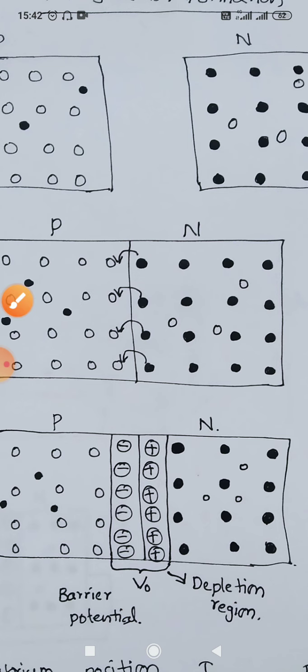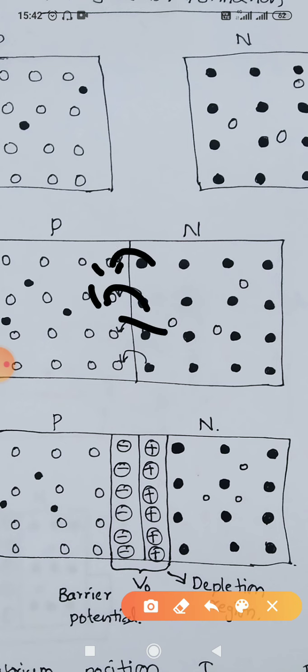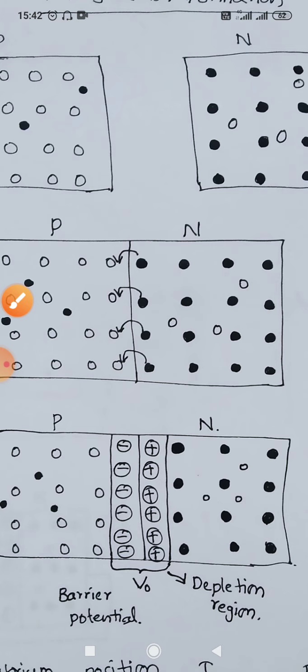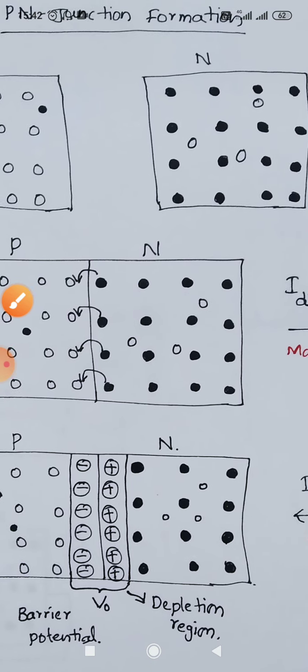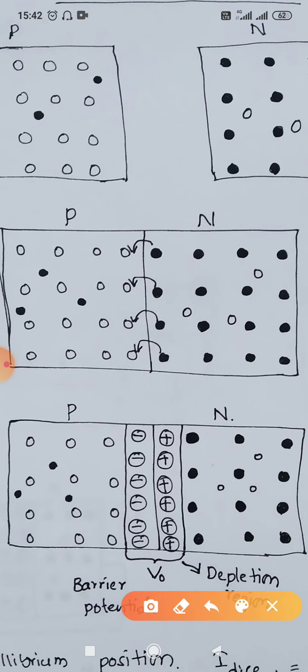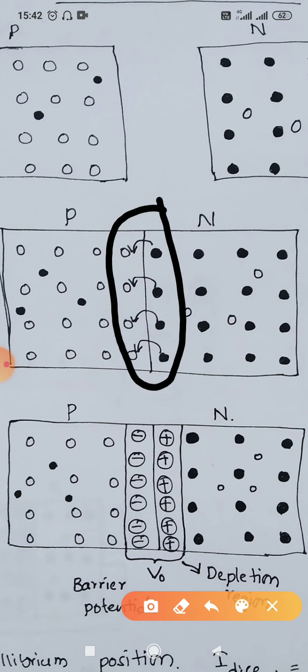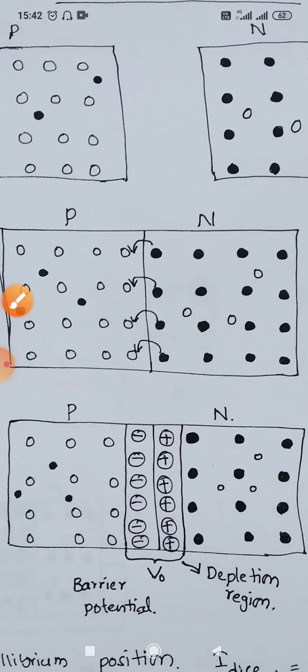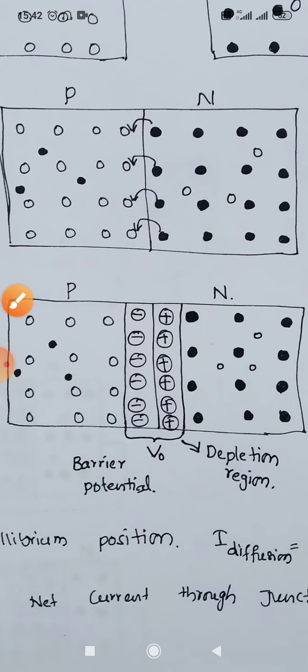In doing so, what happens? They combine with the holes here and there, everywhere. We know that electrons are negatively charged and holes are positively charged. So this is called electron hole combination. This makes a depletion layer or barrier potential formation.